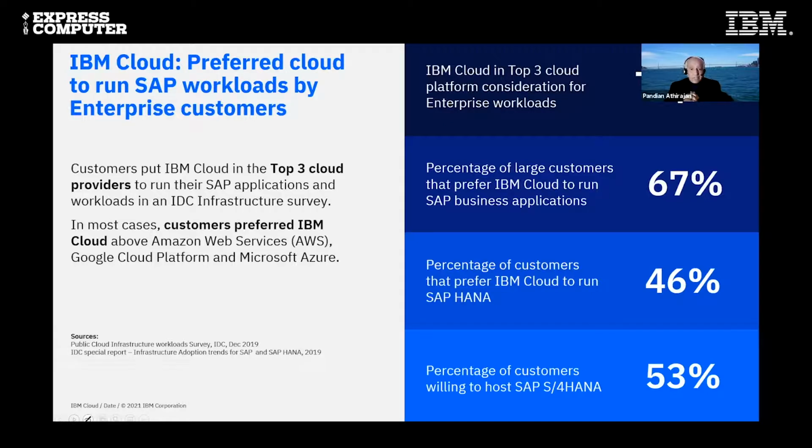When they mentioned the SAP workload and where they would be very comfortable running it, IBM became one of the top three cloud service providers, along with Amazon and Azure. Two-thirds, 67% of the customers, said they prefer IBM SAP Cloud over other vendors. And close to half, 53%, said they are prepared to use IBM SAP Cloud for S/4HANA.